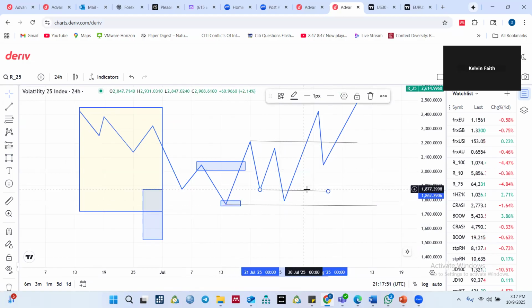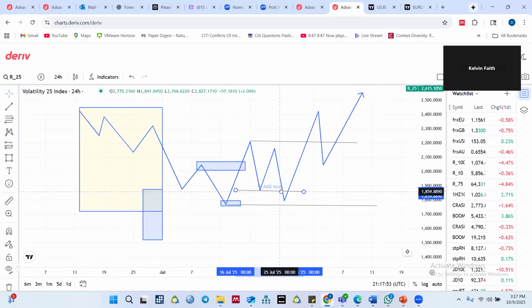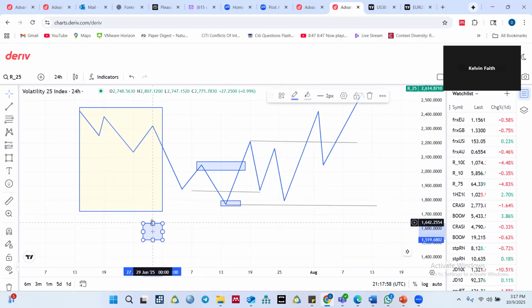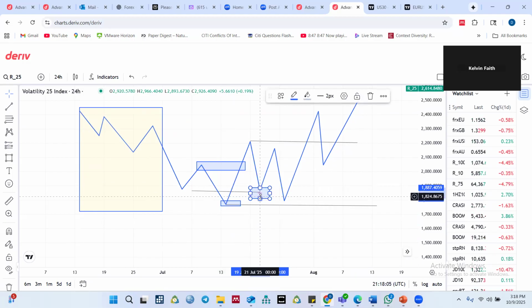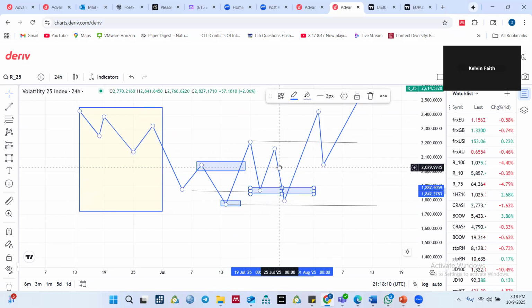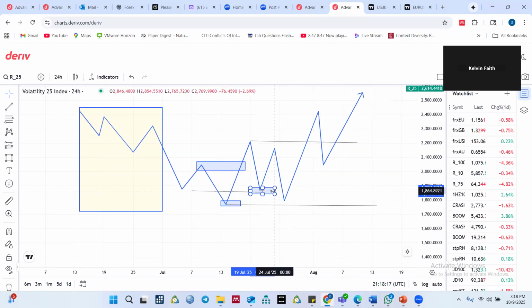Yes, it is. But that is where we have the concept of liquidity. This low was used as a bait for price to drop down and sweep, and then it made the move up. So that is liquidity. You will understand, and we will make that easier as time goes on.